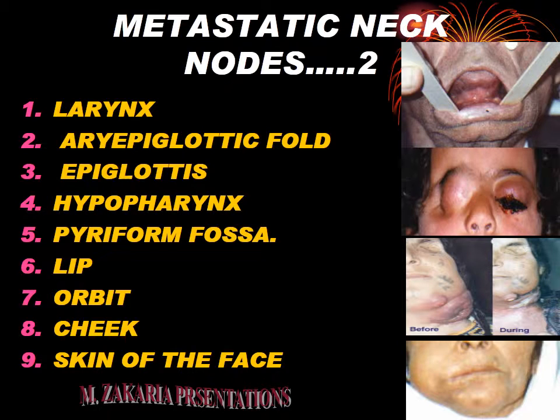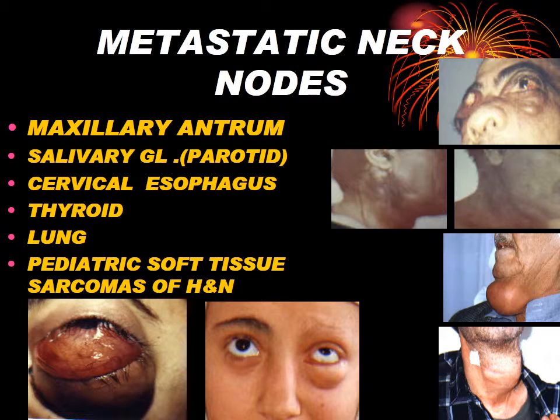Again, metastatic neck nodes also can be seen in laryngeal cancer, the aryepiglottic fold, the epiglottis, the hypopharynx, piriform fossa, lip, orbit, cheek, skin of the face. All these give rise to metastatic neck nodes. We are still in the metastatic neck nodes. They can happen in maxillary antrum carcinoma, salivary gland, which is the parotid.